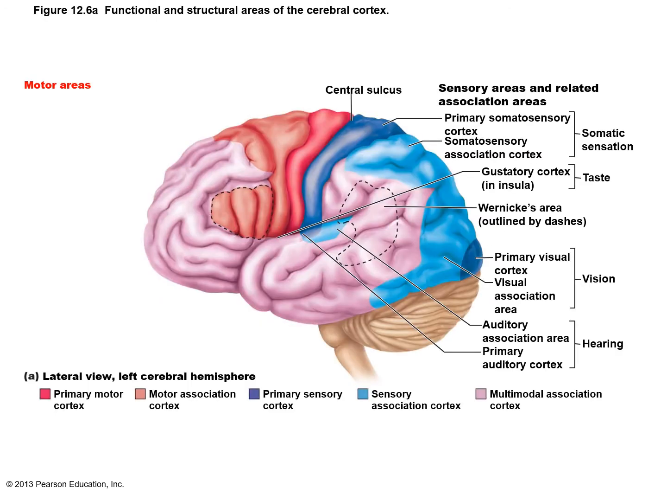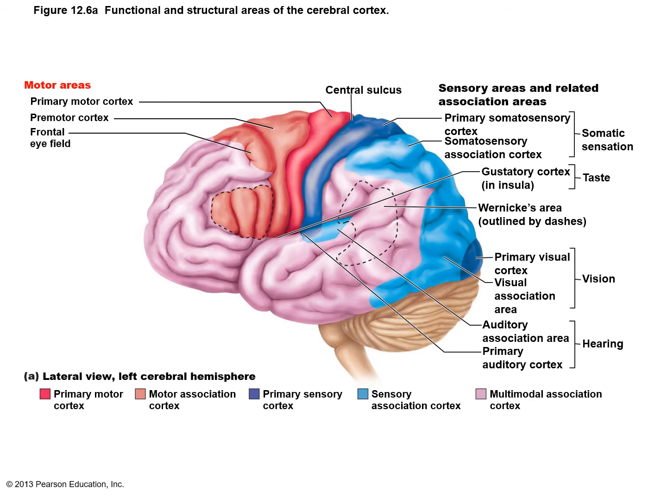So, of the motor areas, here you see the primary motor cortex, and again, please note that this is located in the precentral gyrus bordering the central sulcus. Anterior to this, you see the premotor cortex. Anterior to this, you see the frontal eye field. And inferior and somewhat anterior to the frontal eye field, you see Broca's area, which is the area that is outlined by dashes here.